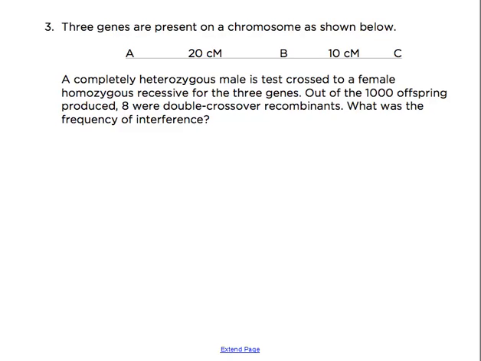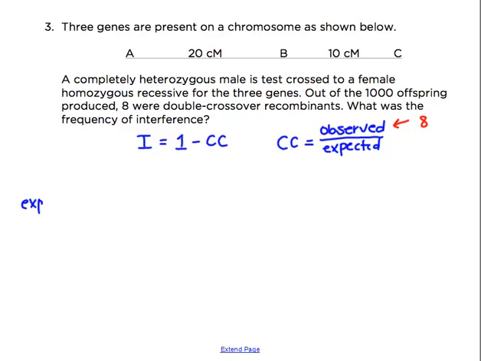So let's remember some formulas. Remember that interference, which is the phenomenon where double crossovers actually occur less than what you would predict. Interference equals 1 minus the coefficient of coincidence. And the coefficient of coincidence is equal to the number of observed divided by the number of expected or predicted. Okay, so let's find the number of expected, because we know that the number of double crossovers observed is 8.